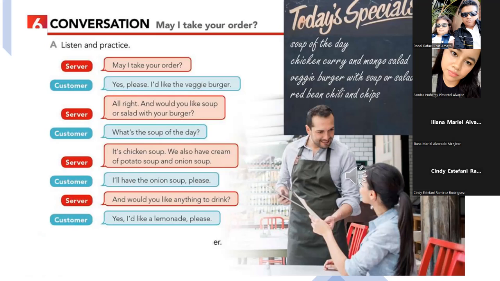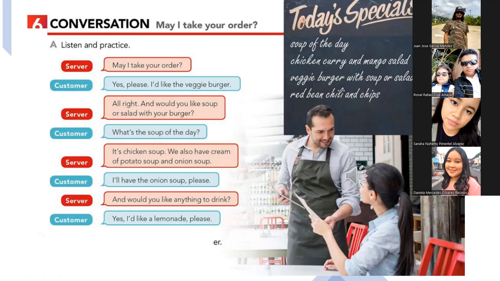Thank you so much for listening. Question for you, Janessi. Tell us, what is this conversation about? It's about a woman taking an order in a restaurant. Okay, the woman is taking the order, or she is ordering food? She's ordering. Okay, and what's the food she's ordering? Onion soup and lemonade. Okay, something else? Just that? Exactly. Very good. Thank you so much.